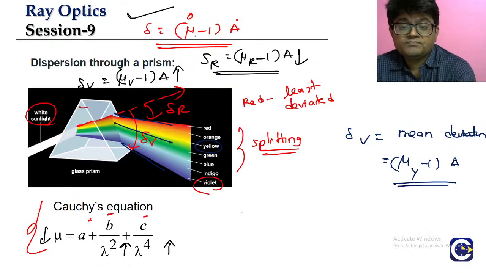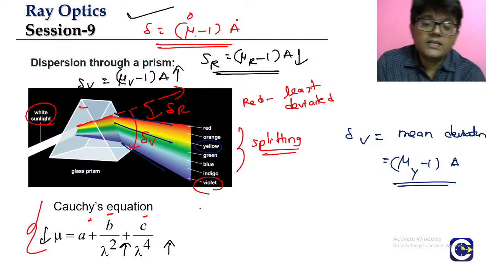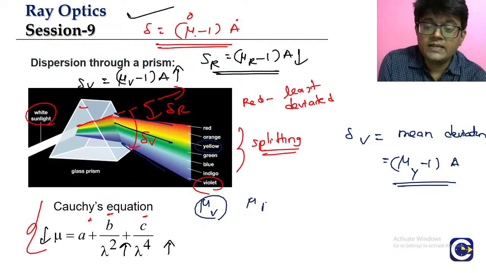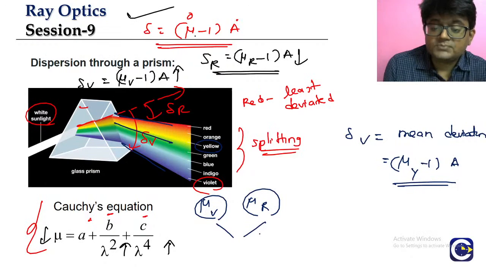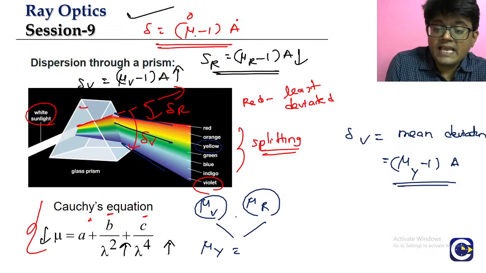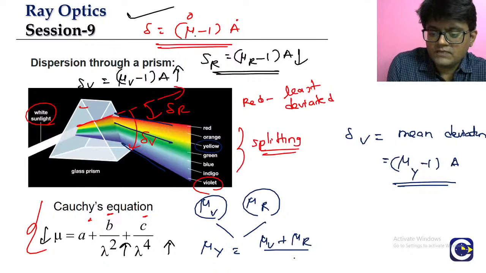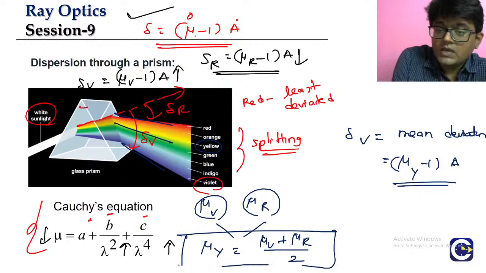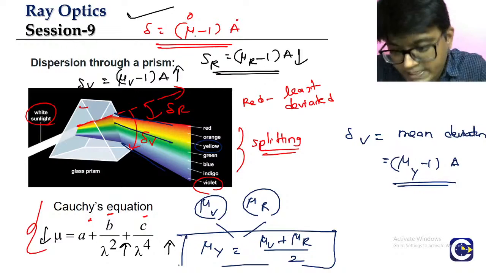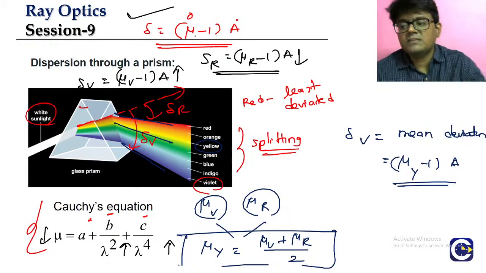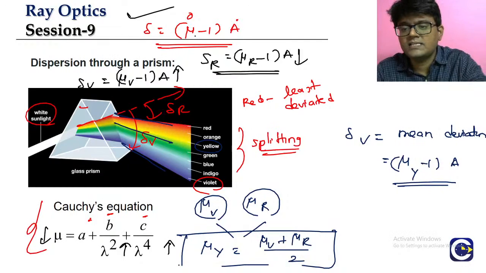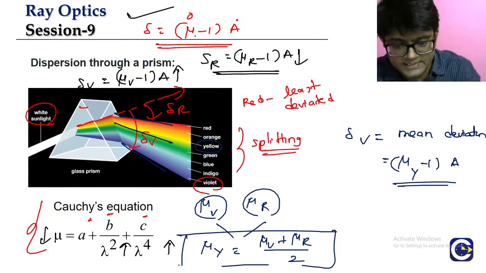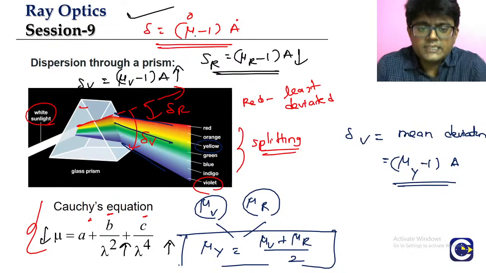Okay. And here sometimes we will be given the refractive index of the violet and refractive index of the red. Then we will take the refractive index of the yellow as the average of both these values. If they are not separately giving us the yellow refractive index, we have to take it as the average of the violet and red. So this is something that we need to keep in mind. Mean deviation means the deviation shown by the yellow color light. Sometimes if they are not giving us the refractive index of the yellow, we will take it as the arithmetic average or the mean value of the violet and red refractive indexes. That's it. So this is the concept of the dispersion through a prism.